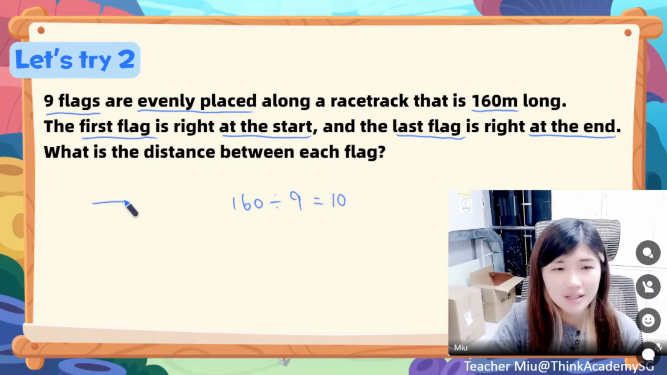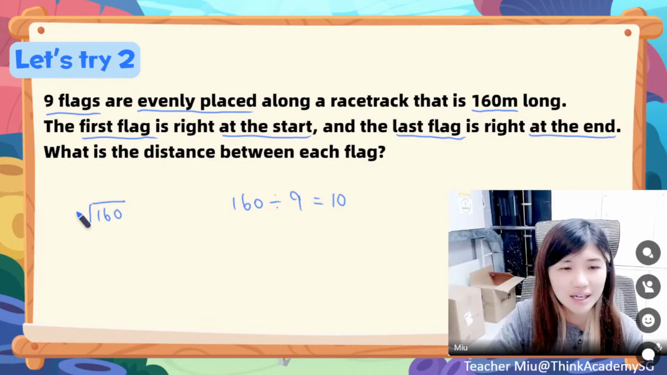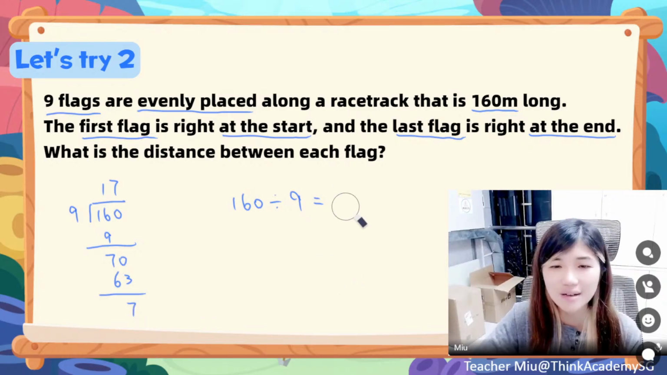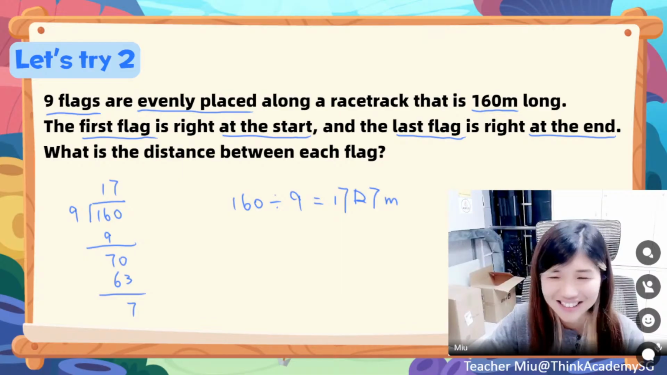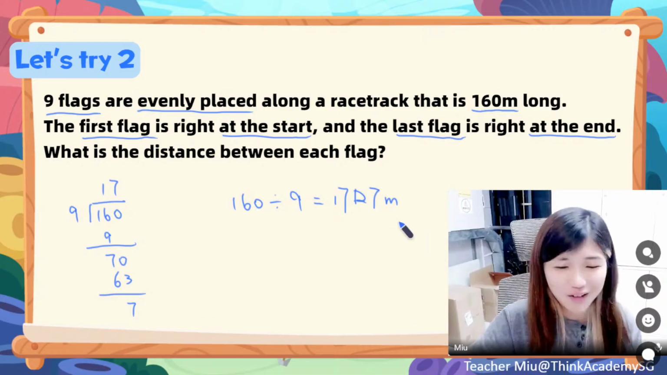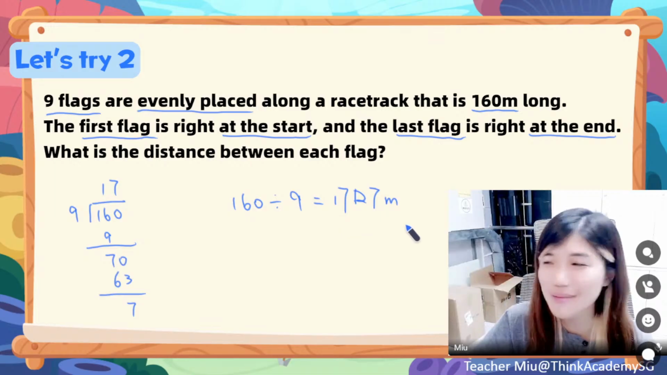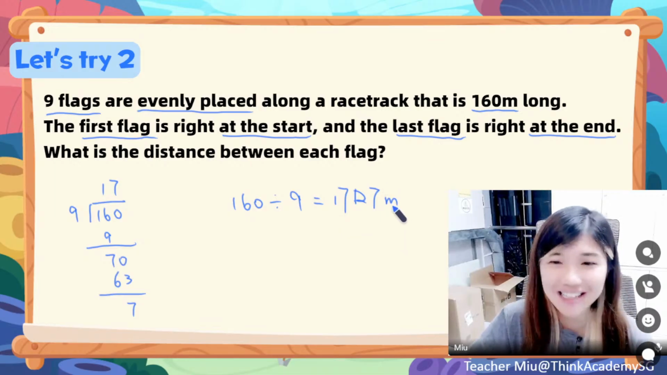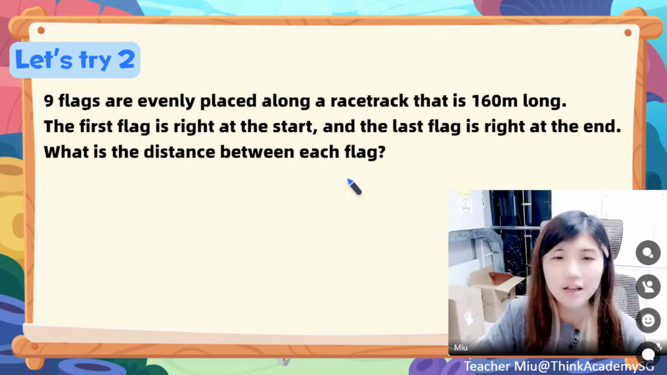Okay, I do the division, 160 divided by 9. So it is 1, then I find out it is 17, remainder 7 meters. Definitely wrong, right? What is 17 remainder 7 meters? It doesn't make sense, right? Which means it is wrong. Guys, for this one, what should we do?